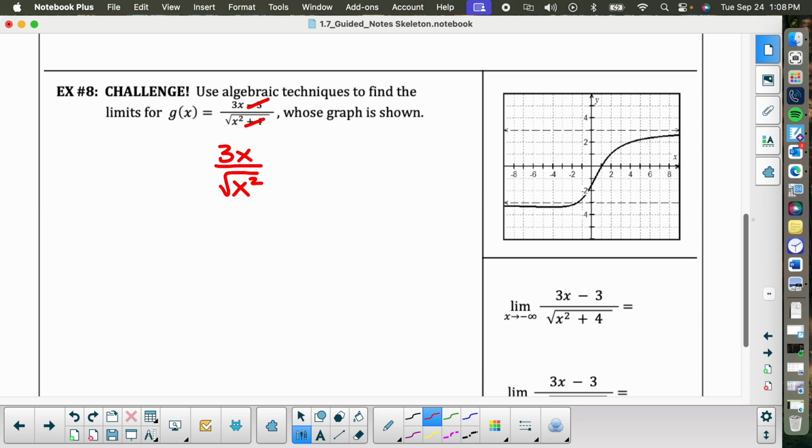Now, you can leave it as square root of x squared if you would like. What you cannot do is make it x. So we haven't run into this much at all before. Do you guys remember what square root of x squared turns into? It's not x. Kind of. We used it for plus and minus, but it's not actually plus and minus. It's absolute value of x. So the plus and minus is if you're trying to solve for what x would be. So this would be 3x over absolute value of x.